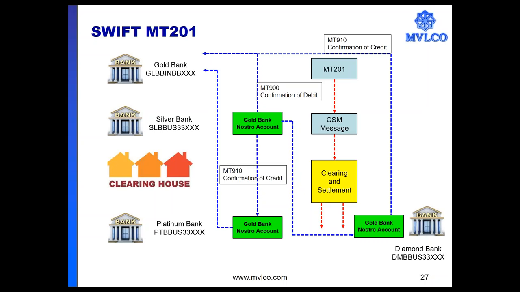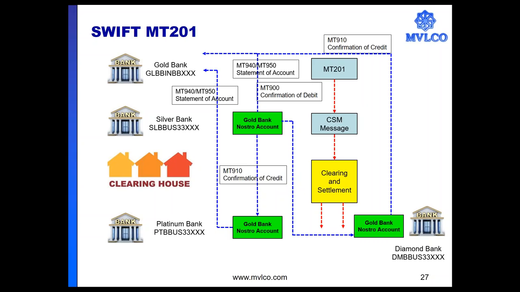So both of them send the MT910 to Gold Bank. Platinum sends an MT910 confirmation of credit. Diamond sends an MT910 confirmation of credit. This is how the messages will reach Gold Bank. Gold Bank now realizes that the credit has happened. At the end of the day, all the banks would send an MT940 or an MT950 depending upon the situation.